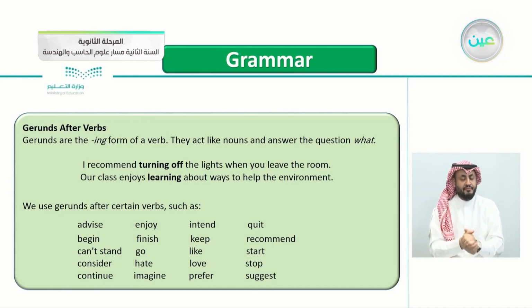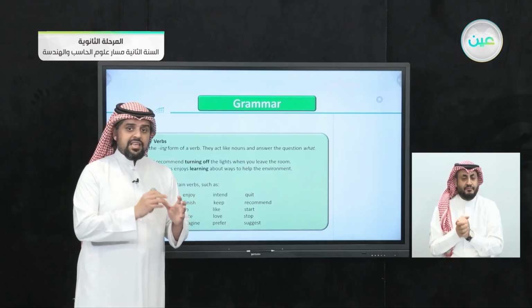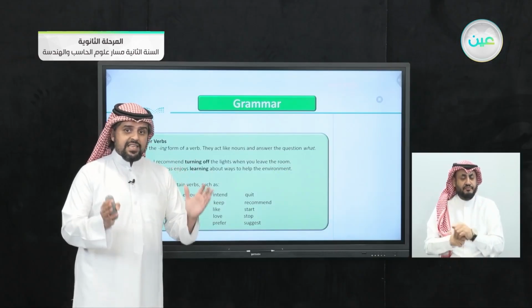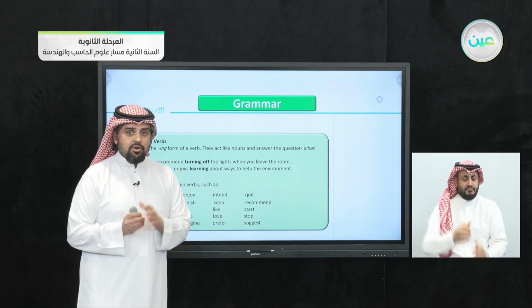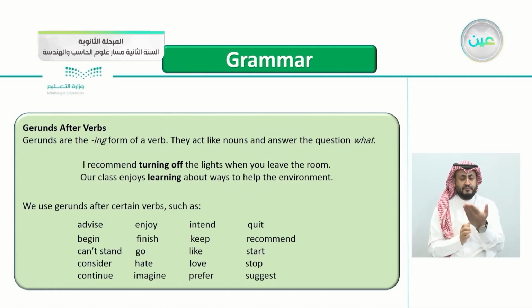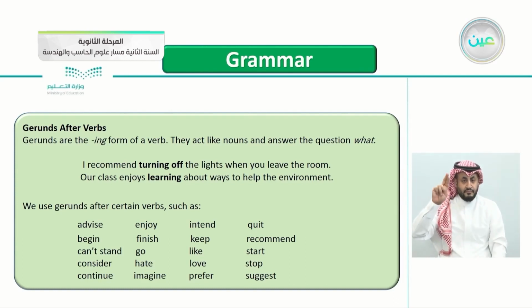So, gerunds after verbs. Gerunds are the ing form of a verb. They act like nouns and answer the question what. Gerunds are the form of the verb that ends with ing and acts as a noun. Let's see some examples here. I recommend turning off the lights when you leave the room. This answers the question, what do you recommend? You say, I recommend turning off the lights.